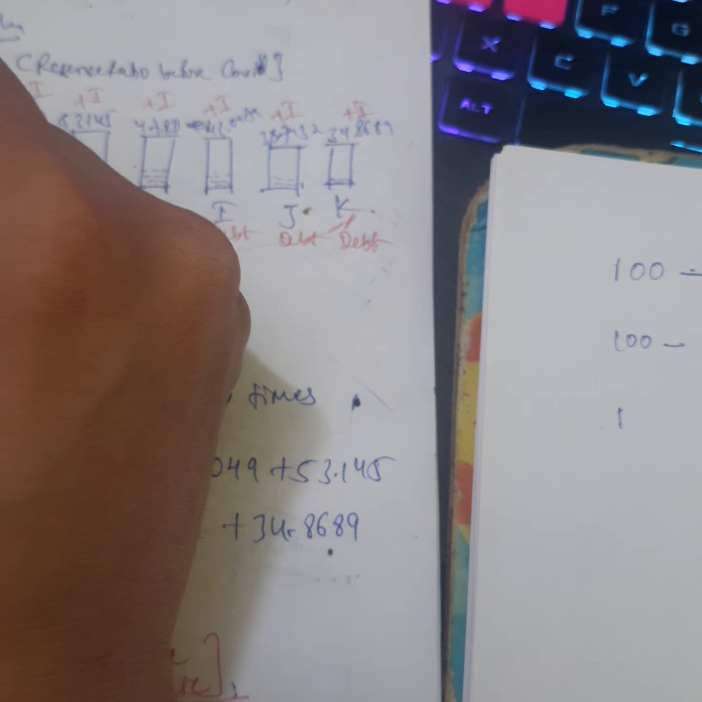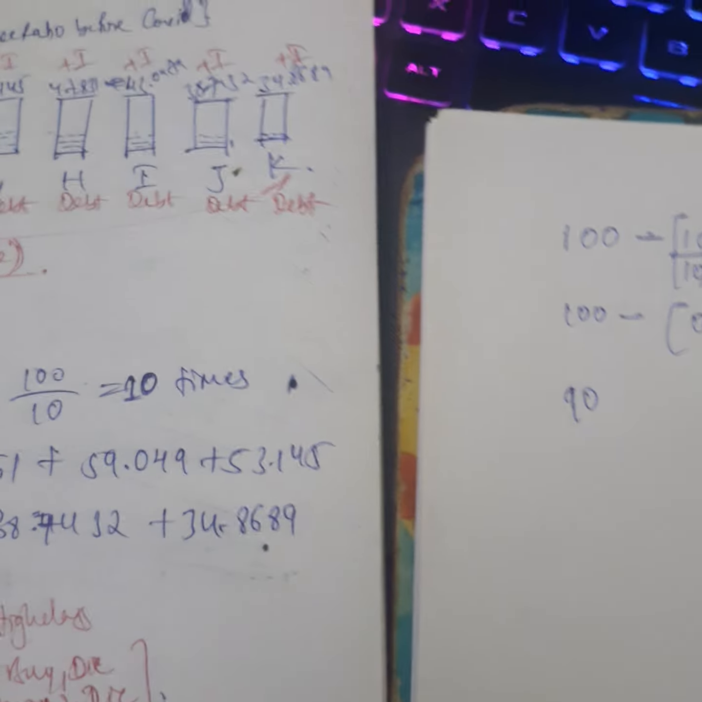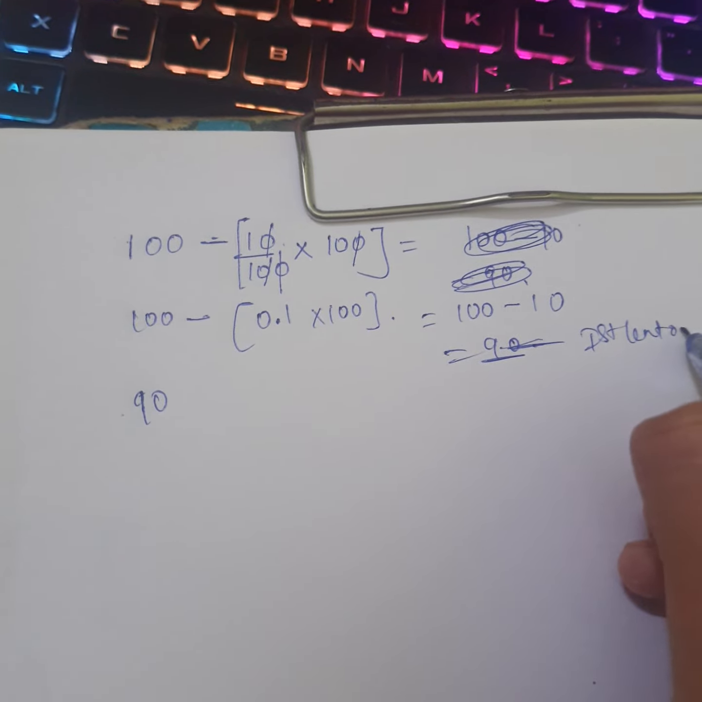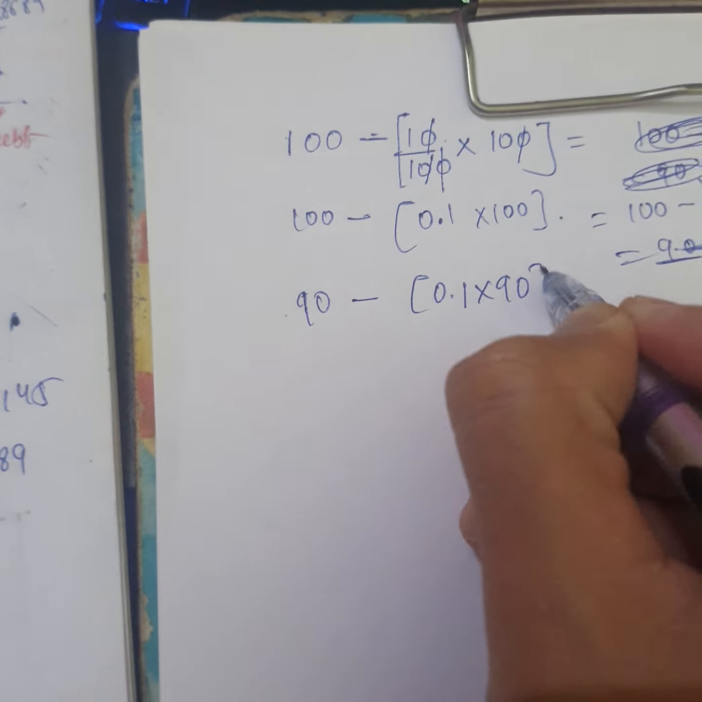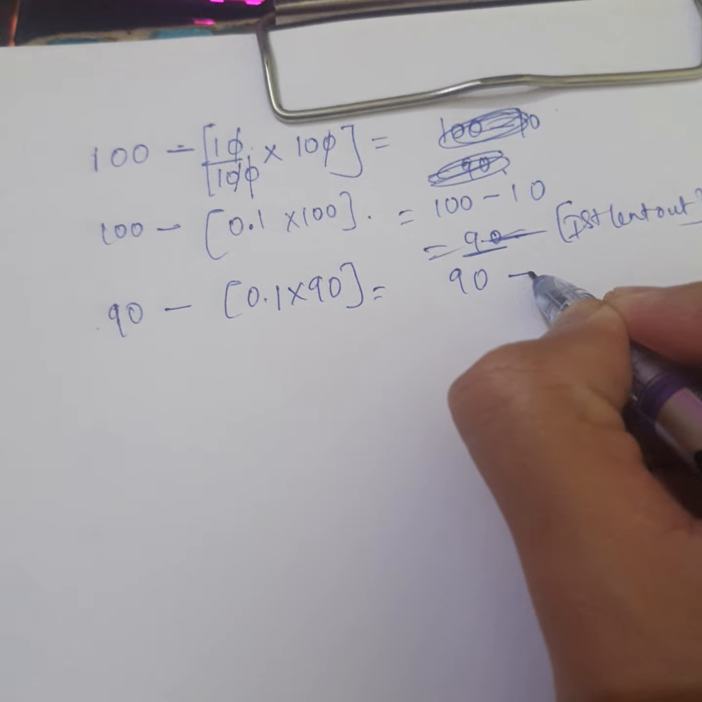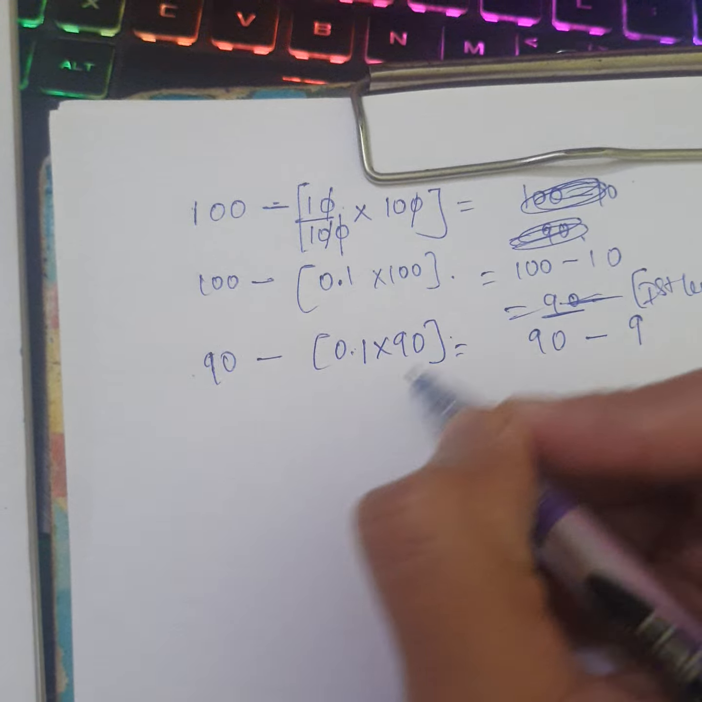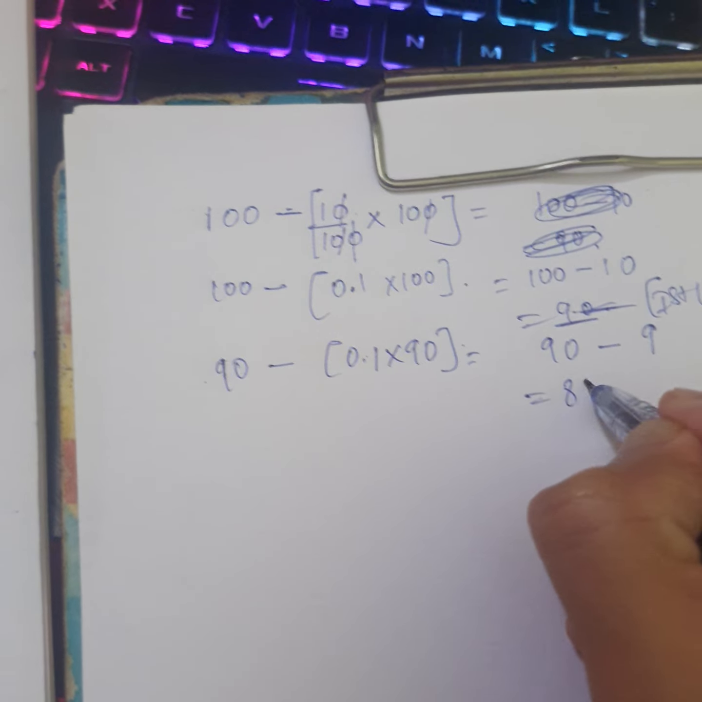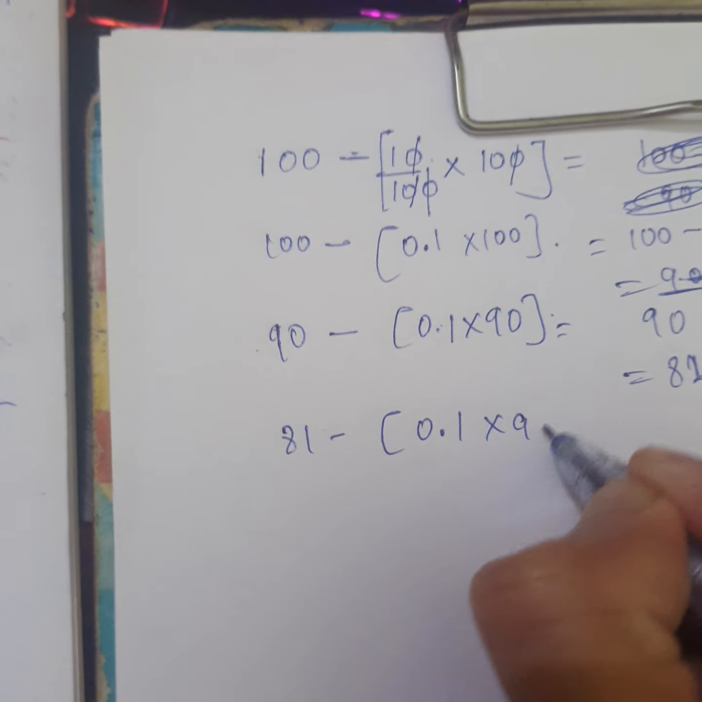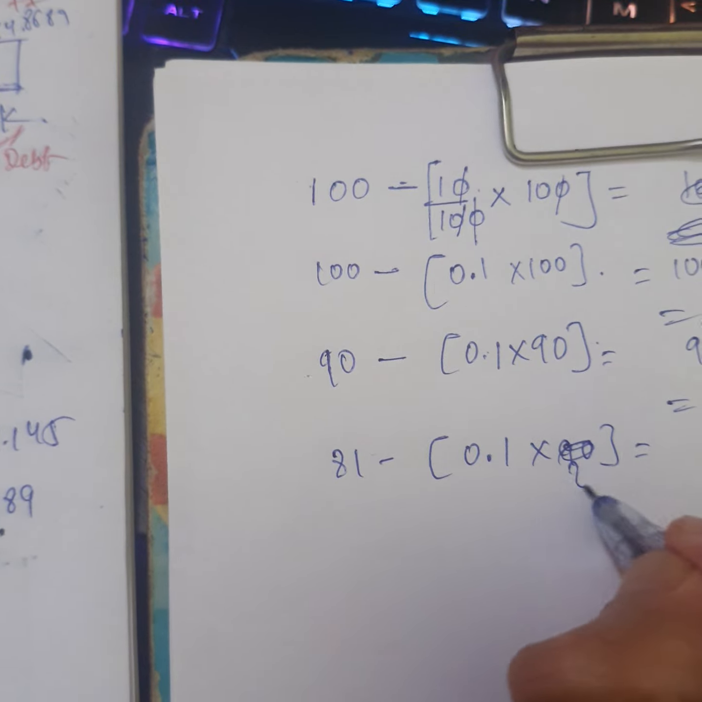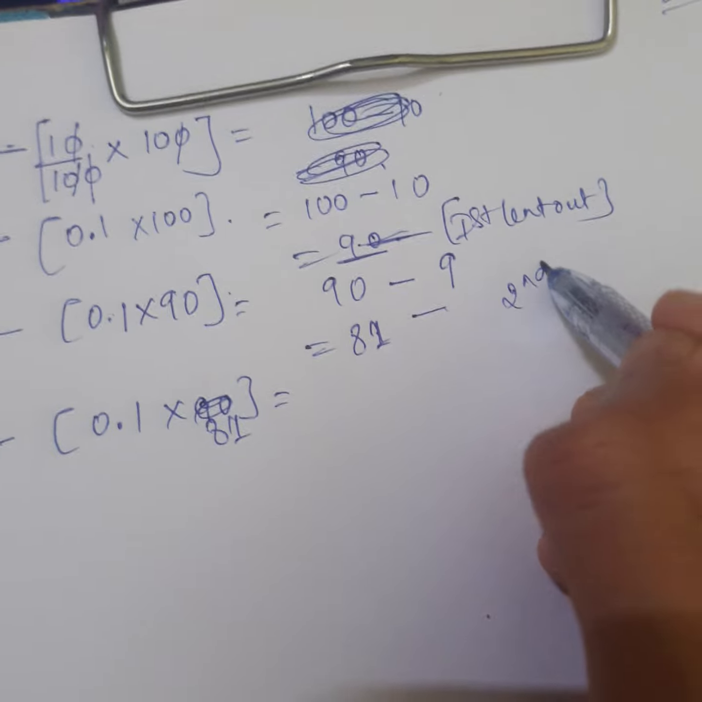Whatever you have got, 90, will become the first loan out. And the second loan out is 90 minus 0.1 into 90, which is 90 minus 9. Here 1 by 10 into 90, the zeros cancel, 9 remains. That is 81. You can do it by yourself. Whatever value comes here is the second loan out.